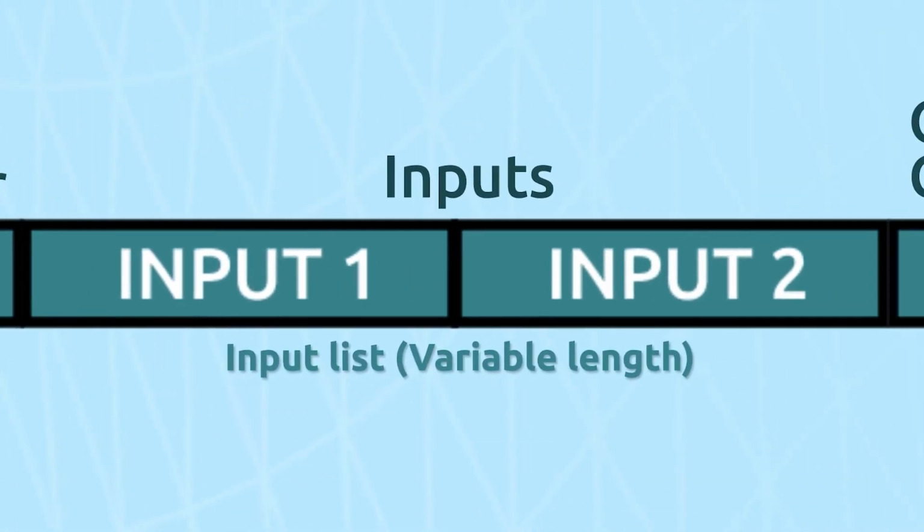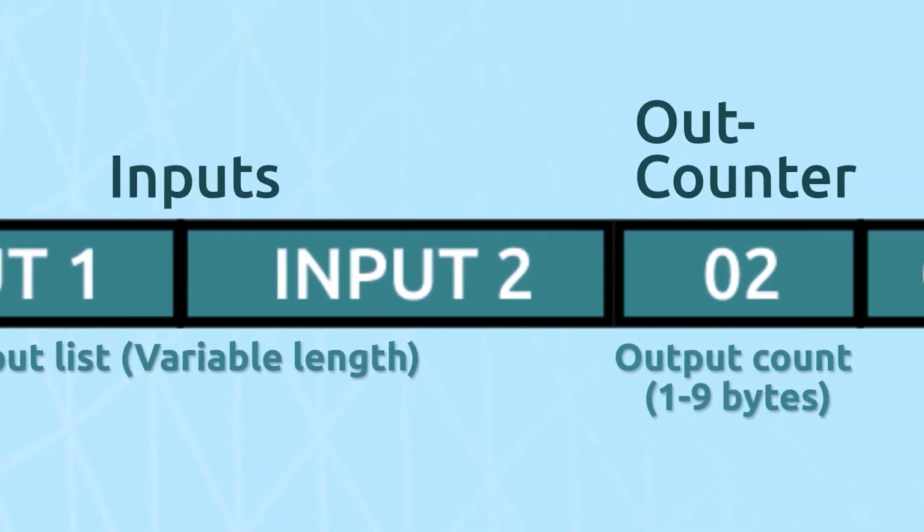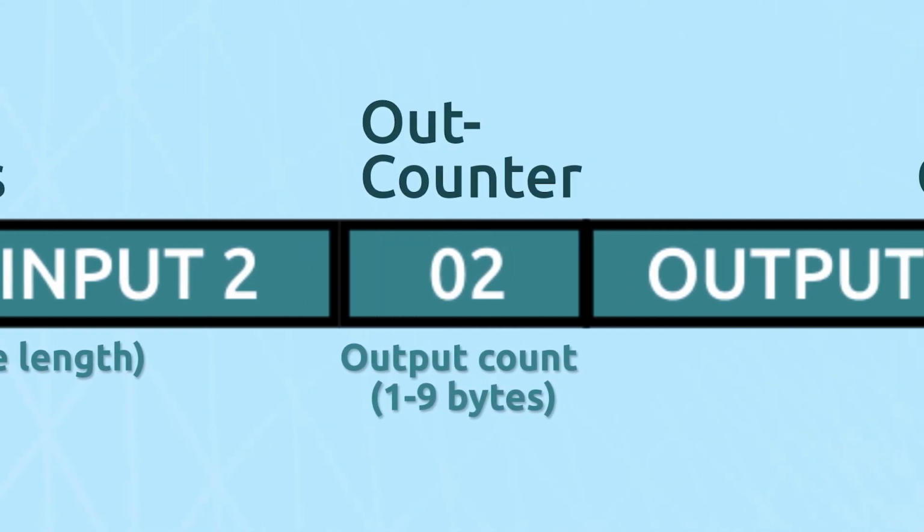The input list contains the previous transaction hash, previous output index, input script length, input script, often referred to as the script sig, and sequence number for each input. The output count is a 1 to 9-byte field that indicates the number of outputs created by the transaction.